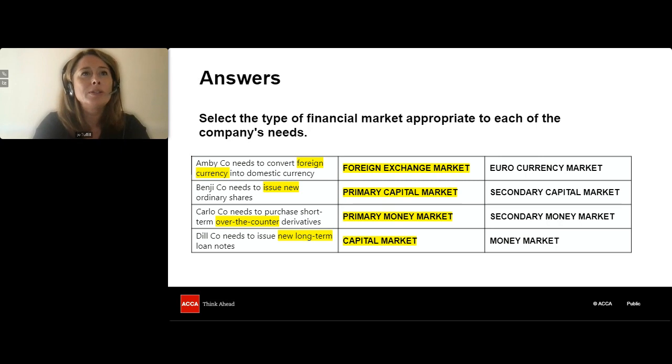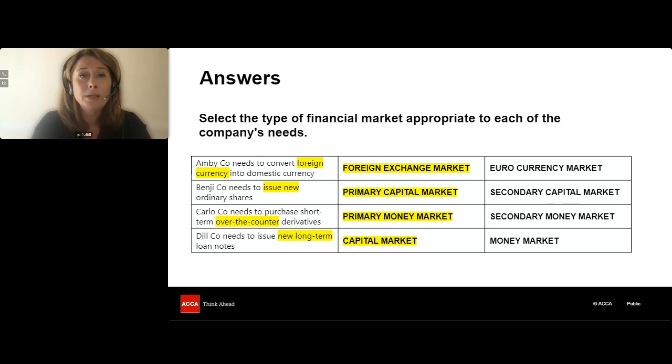Your poll question says short term, so we have the money market as the answers, but we need to decide between primary and secondary. Because it's an over-the-counter, which means it's tailored to a person's individual needs, it's not going to be traded. So therefore, it's issued on a primary market. And Dill needs to issue new long-term capital. Well, long-term capital is a capital market and not a money market. You had to get all those correct to get the 2 marks.